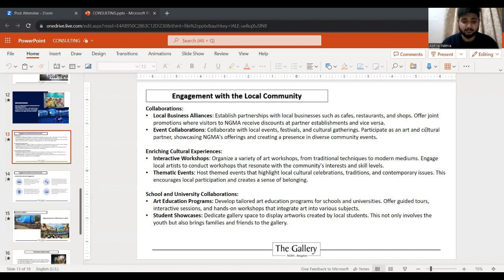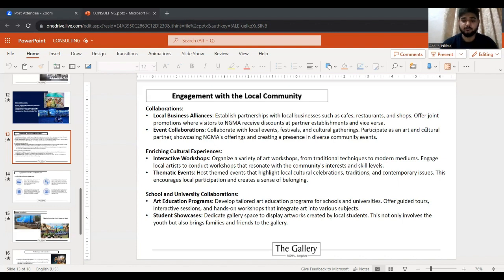We can also have thematic events. We could hold events based on special themes like social tradition, local tradition, or important topics. This would get people excited to join in and feel like they are part of something meaningful.